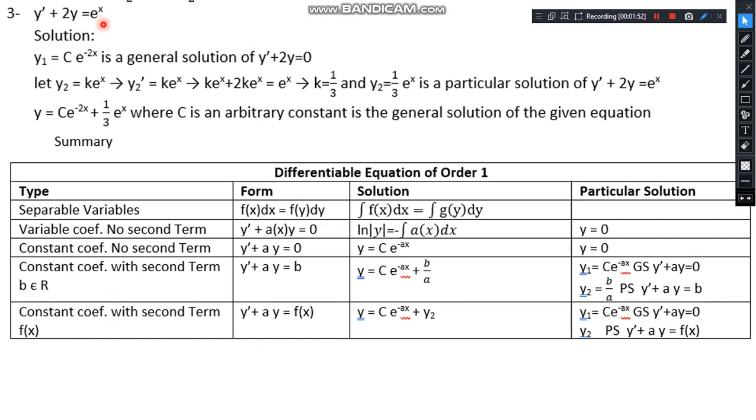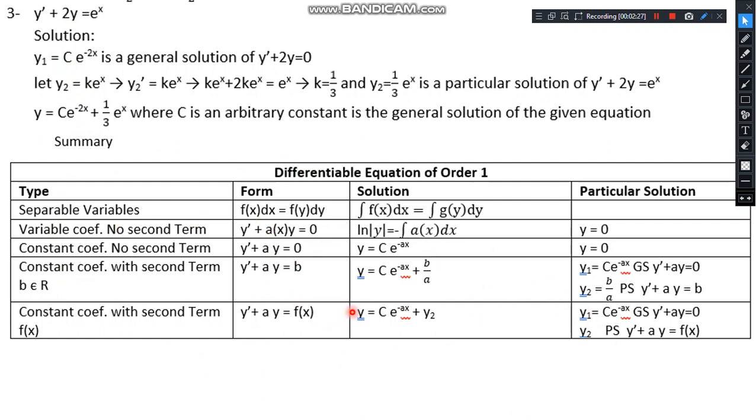Another example, here it's equal e^x. So first of all, the general solution, I equate it to 0. It will be c e^(-2x). Let y2 = k e^x. I gave you y2 = k e^x. If you derive it, it's k e^x. Replace it here, plus 2k e^x equals e^x. You can get rid of all the e^x. So k will be 1/3. So what will be the particular solution? 1/3 e^x. You add it to c e^(-2x), which is the general solution of this differential equation.